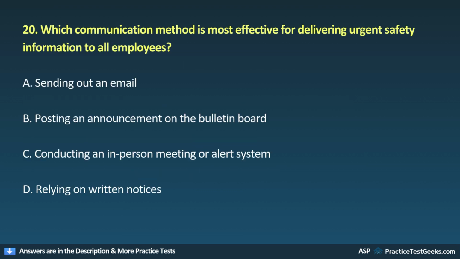20. Which communication method is most effective for delivering urgent safety information to all employees? A. Sending out an email. B. Posting an announcement on the bulletin board. C. Conducting an in-person meeting or alert system. D. Relying on written notices.